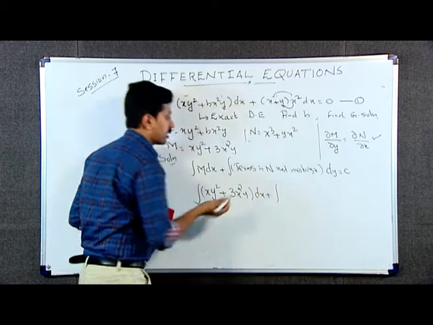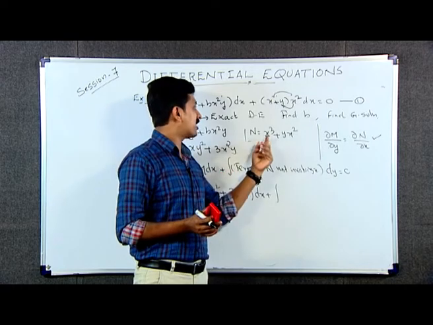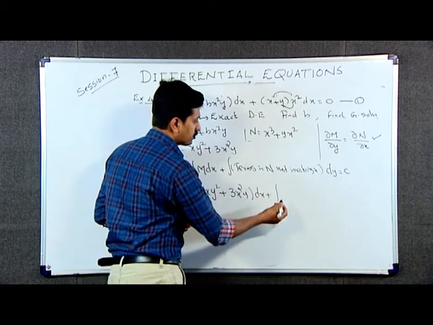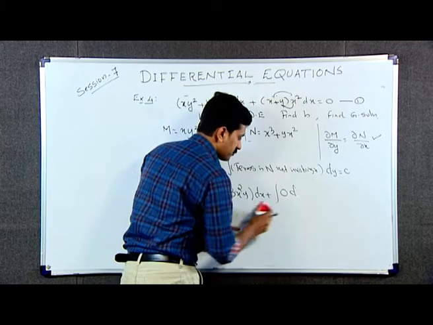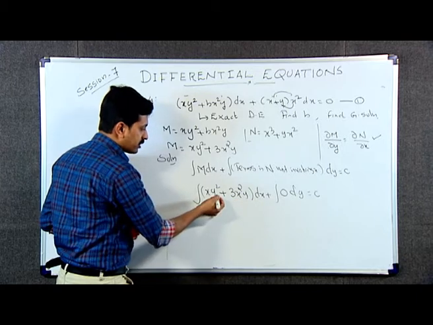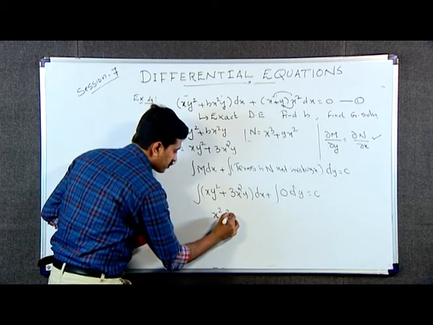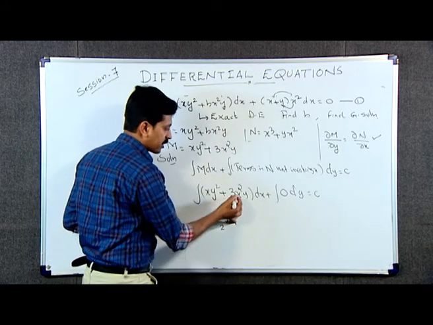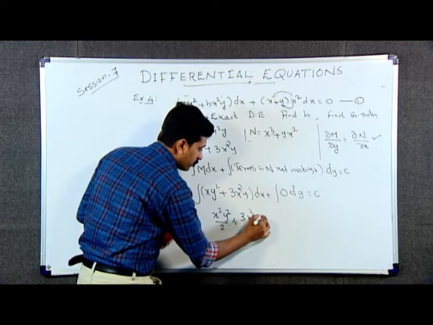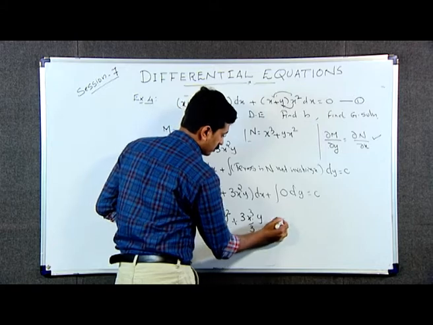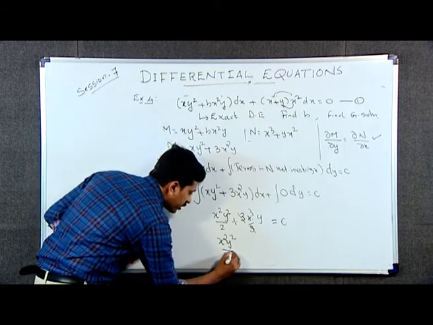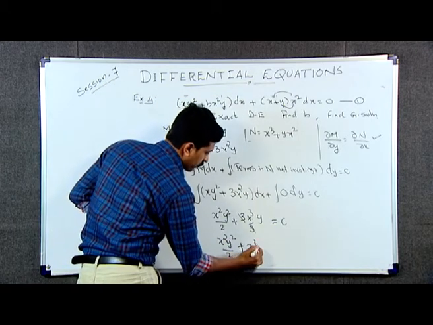dx plus the integral of terms in N not involving x. See, in N here the first term contains x³ and the second term contains x². None of the terms is available without x, therefore this is 0 dy equal to c. So, we integrate with respect to x. y² is a constant, the integral of x is x²/2, so x²y²/2, plus the integral of 3x² is 3x³/3, times y, plus the integral of 0 is 0, equal to c. We can cancel 3 and 3. So after all we will have x²y²/2 + x³y is equal to c.